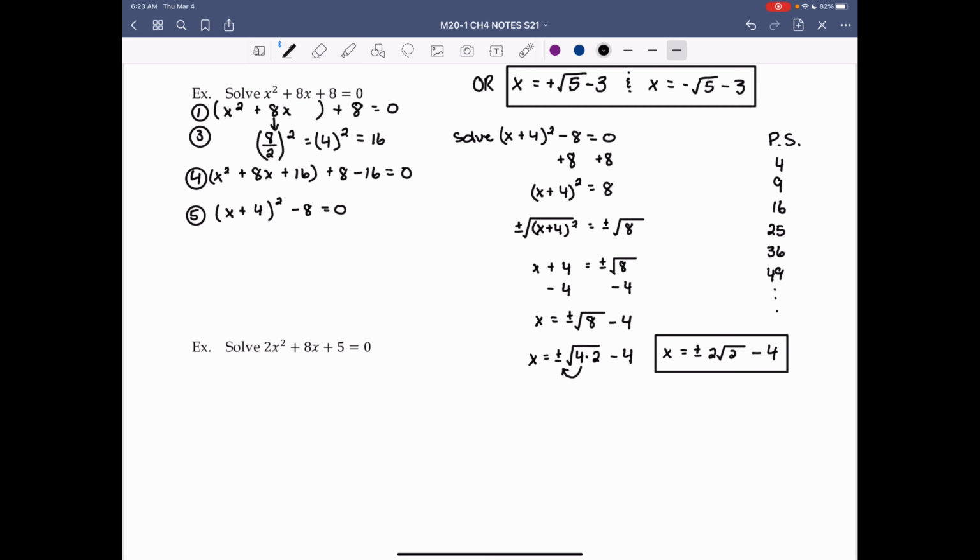And you always have to fully simplify your answer. Just like with fractions, when you have a radical in your answer, you need to fully simplify it. So let's put a note here. Simplify the radical.